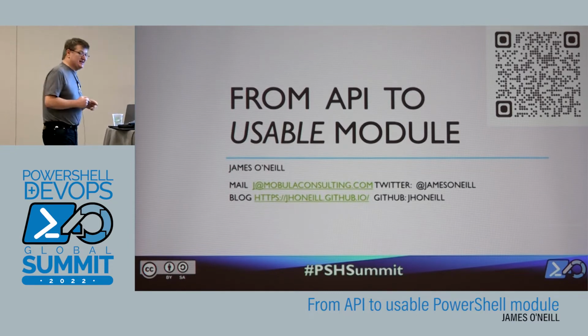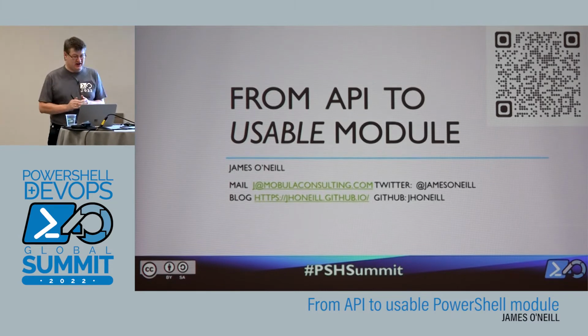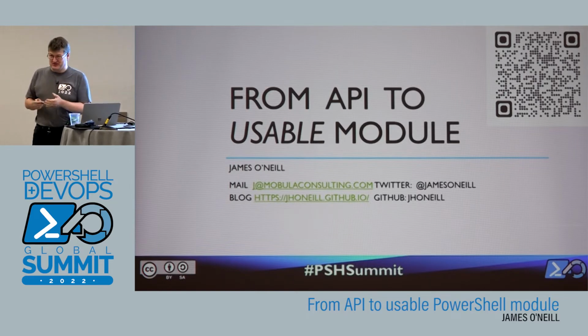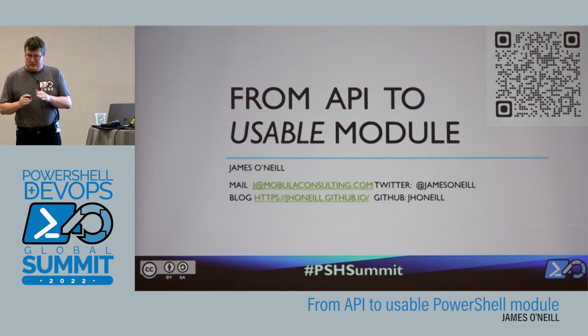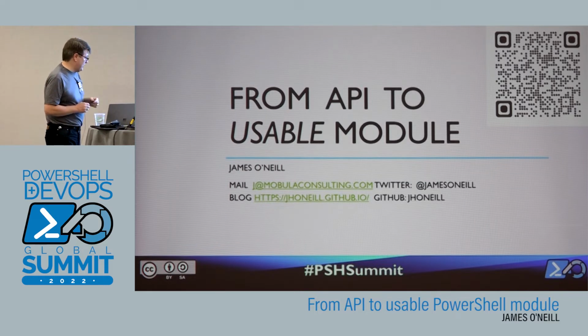Welcome to this session on going from an API to a usable module. Talking to people around the conference, my idea of usable is kind of a bit of an opinion, and I'll talk a bit about that. But this is a case study of what I've been doing over recent months. I've been working with Octopus Deploy, and I've found that one way to learn Octopus was actually to start writing a module calling its REST API.